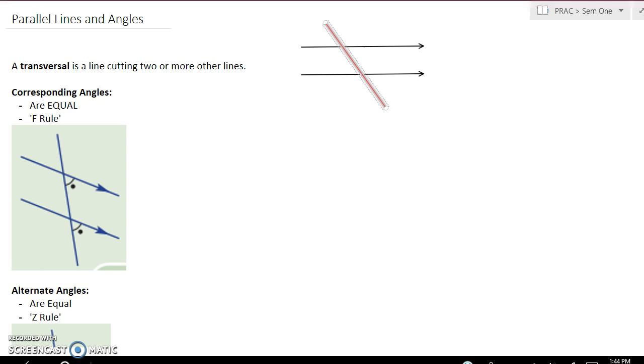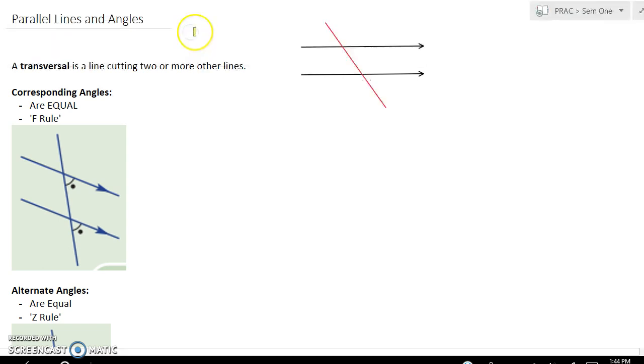Alrighty, moving on to corresponding angles, often represented by saying the F rule. You can see an F there. So these ones are equal. If I give you a quick example, if this angle here is 62 degrees, using the corresponding angle rule, this angle down here is also 62 degrees.